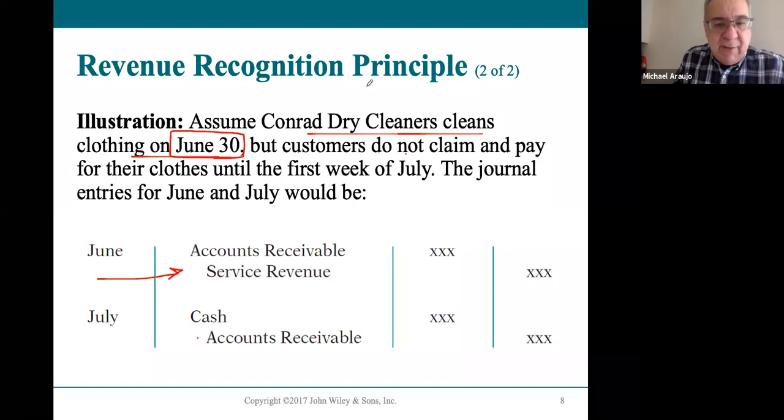And this is specific for GAAP. This is one of the principles in the generally accepted accounting principles that we learned a little bit about in chapter 2.